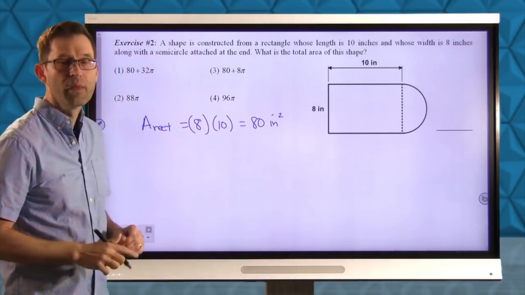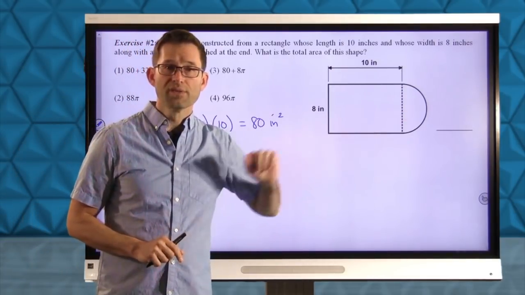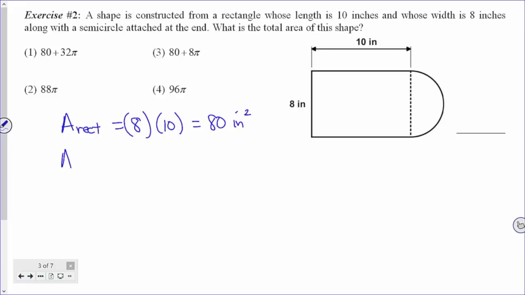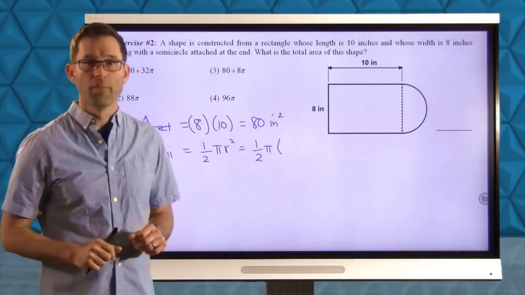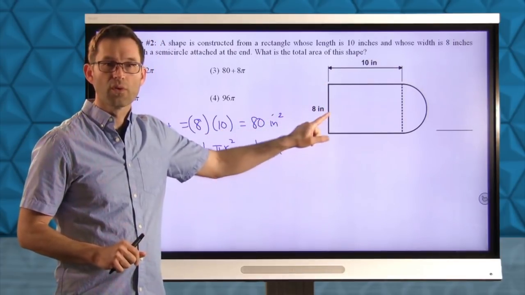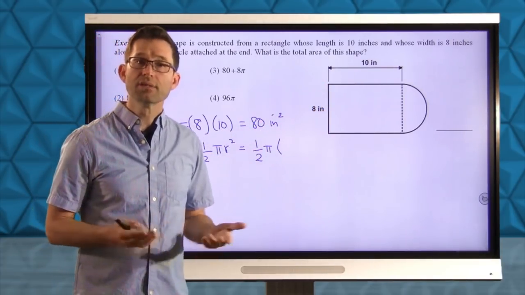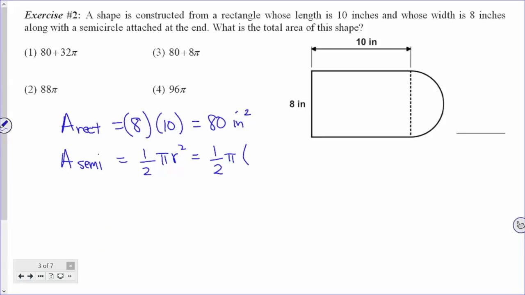So that's simple enough. Now to figure out the area of the semicircle, that's going to be 1/2 times pi r squared. The issue now becomes, what is the radius of my semicircle? Well, the diameter of my semicircle is that 8 inches. So the radius is simply 4 inches. Right? So we'll have 1/2 times pi times 16.